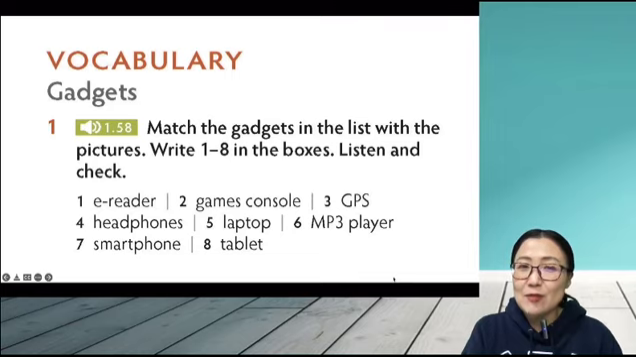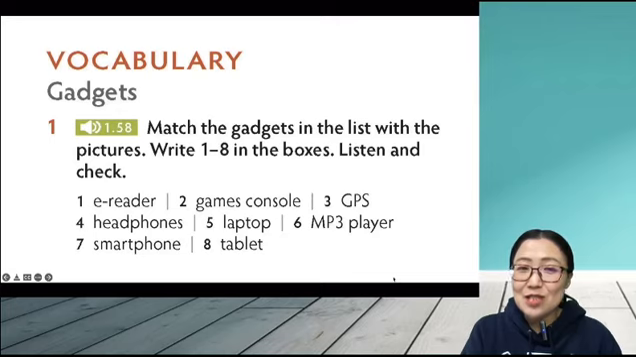Alright, so please open your book and turn to page 53. Let's take a look at the vocabulary part. We can see some pictures and also some words. We need to match the words with the pictures. So let's take a look at the words first. Number 1, e-reader. What is an e-reader? E-reader is a kind of thing that can help you to read the books.